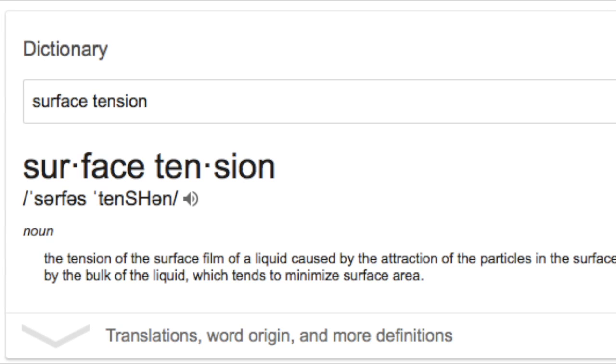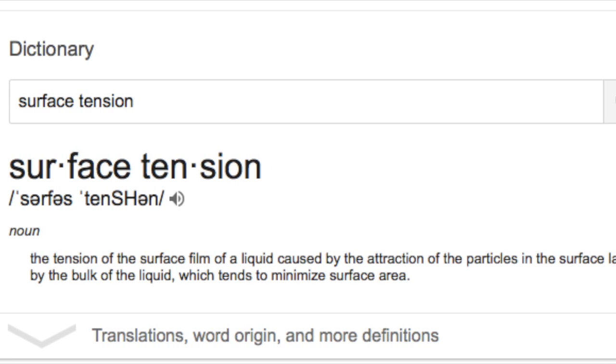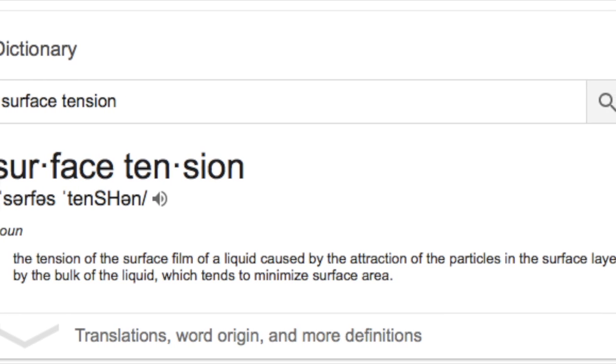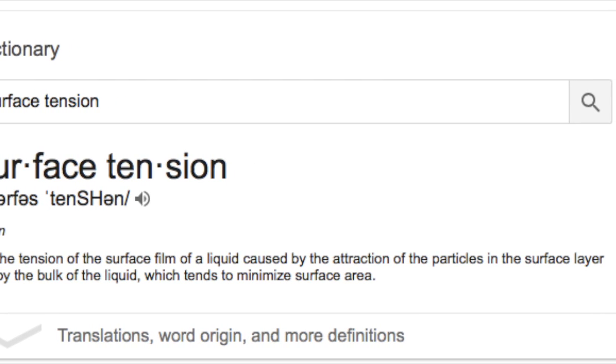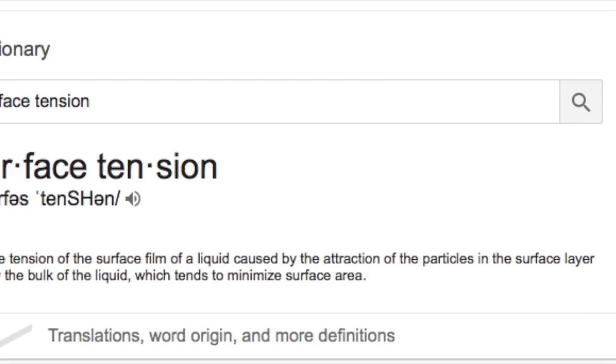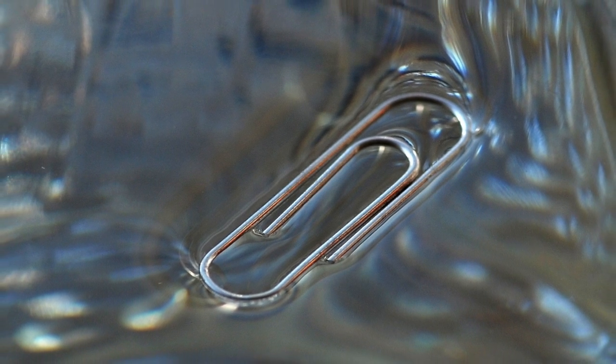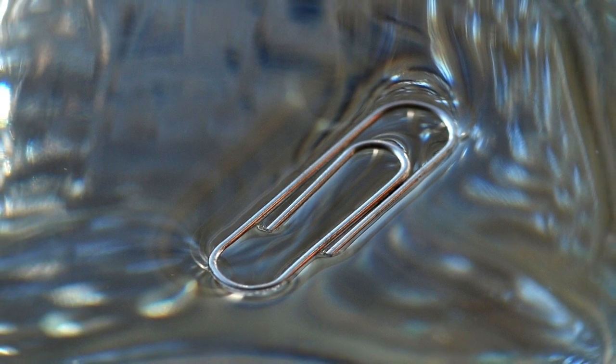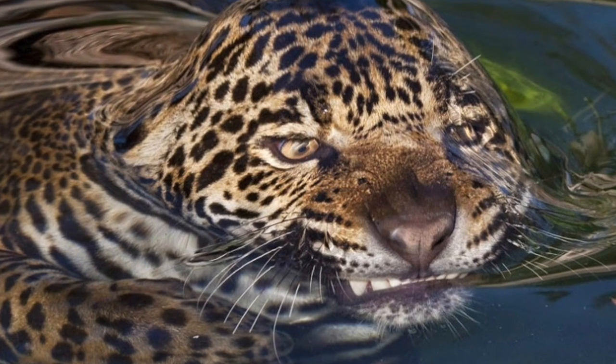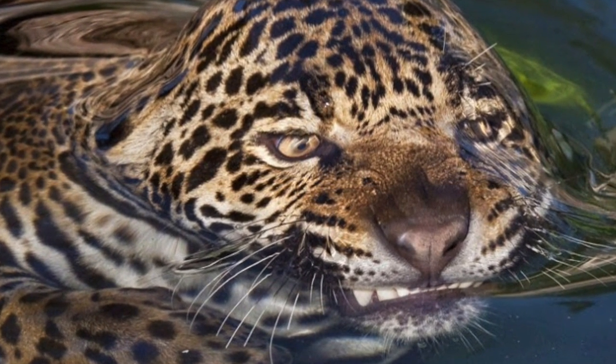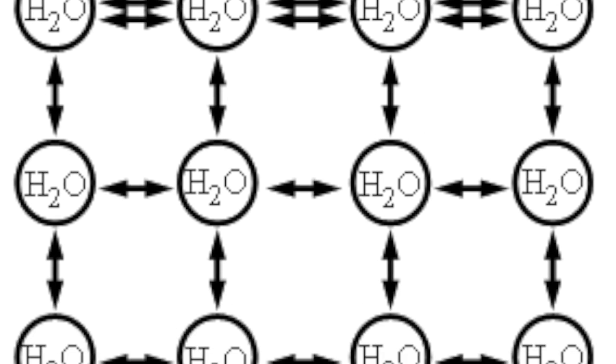Surface tension is the tension of the surface film of a liquid caused by the attraction of particles in the surface layer by the bulk of the liquid, which tends to minimize the surface layer. These cohesive forces between molecules cause a skin, or film, on the surface of the liquid. In water, the attraction is facilitated through weak hydrogen bonds.